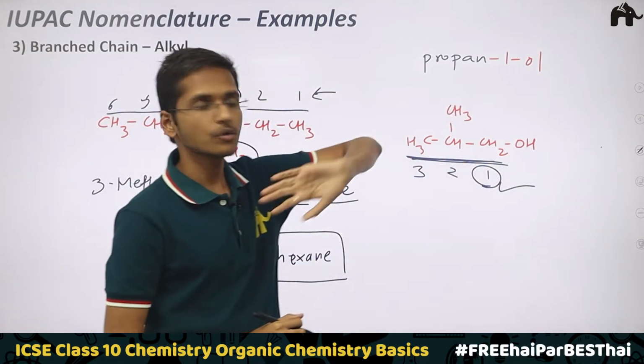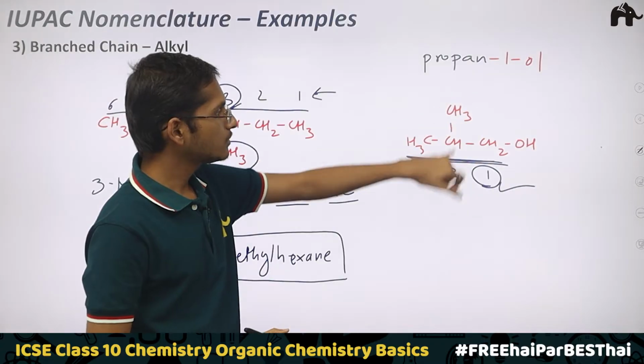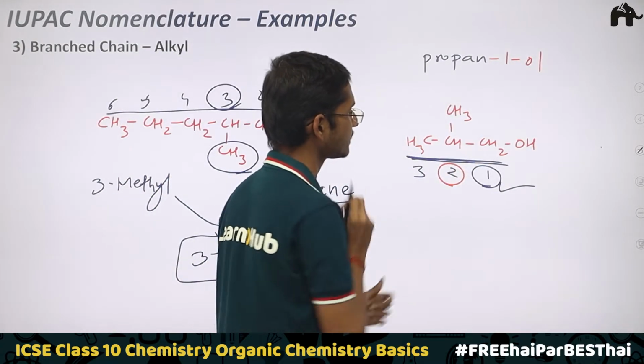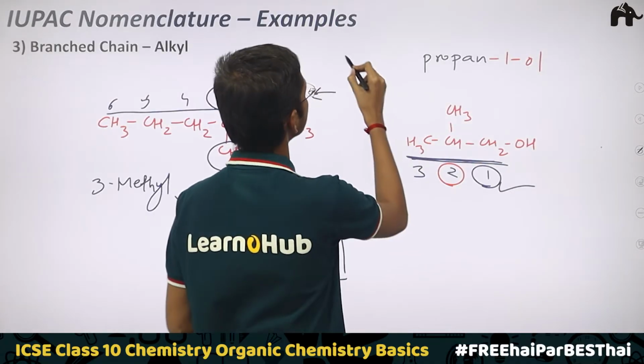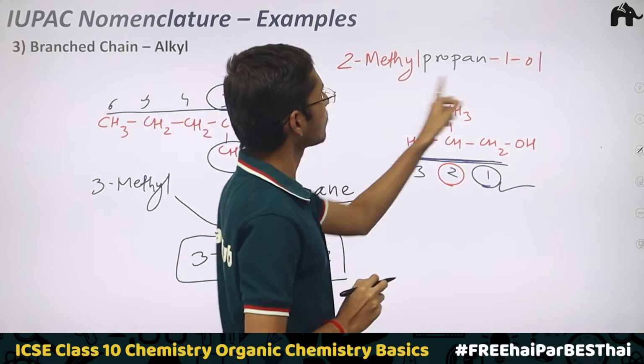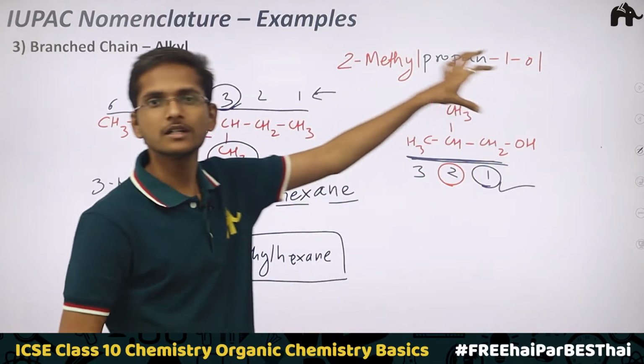The root word and suffix are done. Now the prefix is the alkyl group, and before the alkyl group comes its position. The position is 2 because it is attached to the second carbon atom. So 2-methyl. So 2-methylpropan-1-ol. This would be the name of the organic compound.